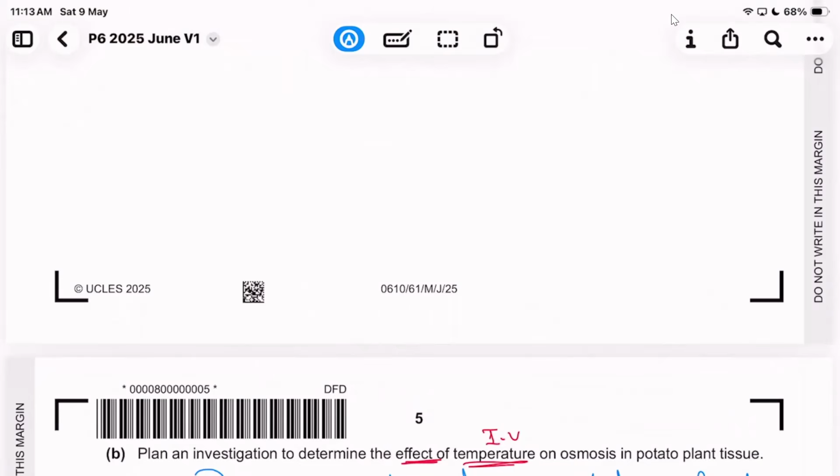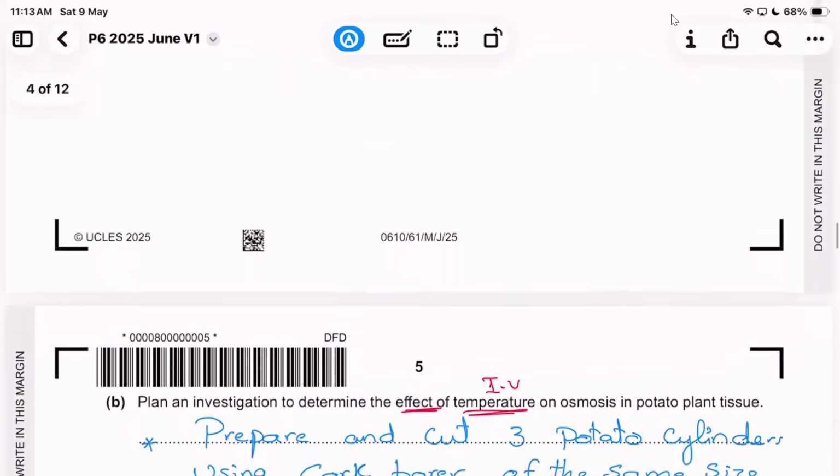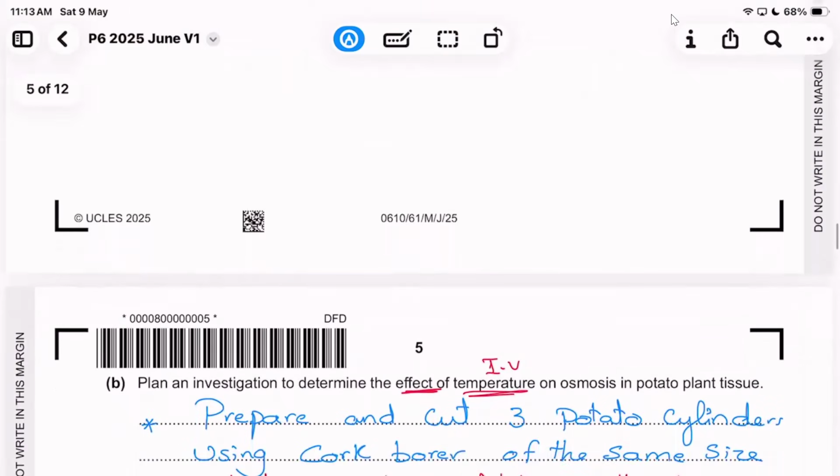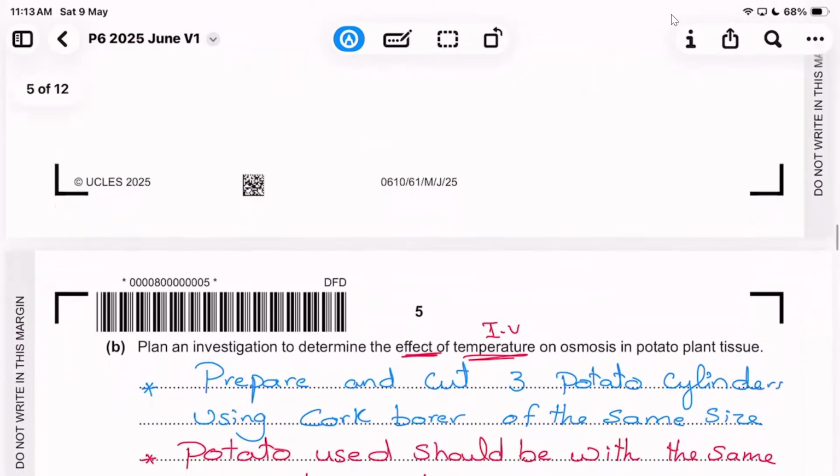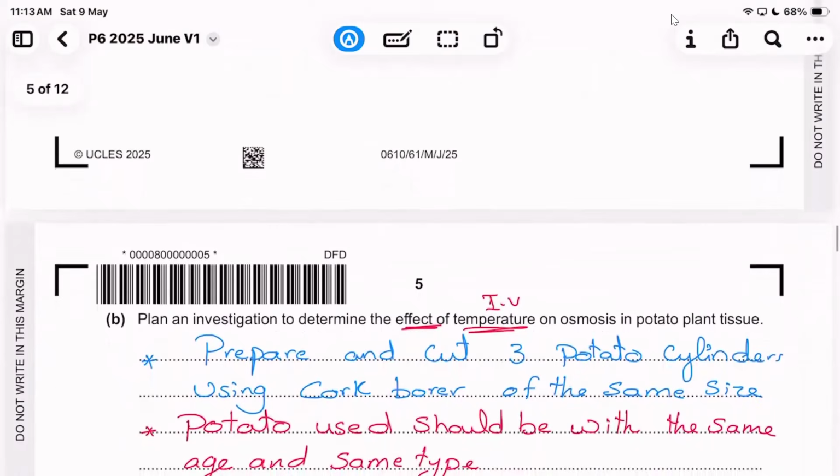Now, how can we start this investigation? We have to prepare and cut 3 potato cylinders using a cork borer and also the knife to have the same size and the same length. But this potato should be of the same age and same type. This is also a controlled variable.